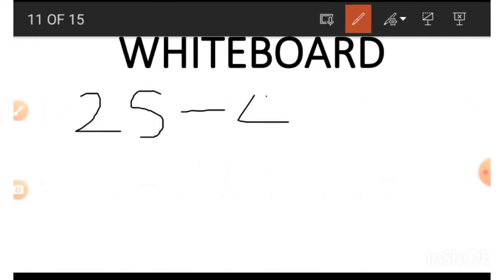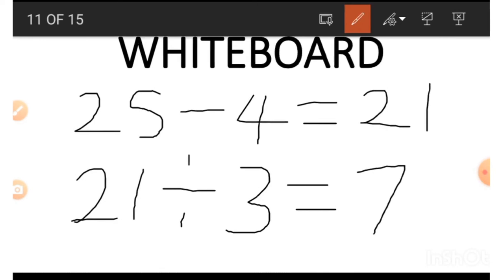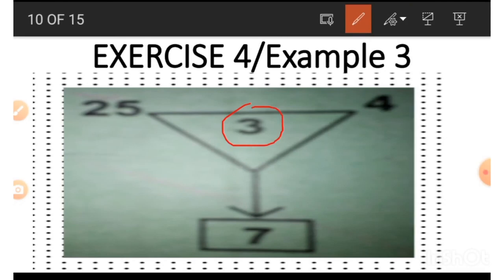That is 25 minus 4 equal to 21. Now this 21 we try to divide by the number at the middle, which is a 3. So 21 divided by 3, that will give us 7. So this is how we got the 7 at the bottom. If we wish to get the 3 at the middle, we'll make use of the 7, the 25, and the 4. Now let's see how we do this.